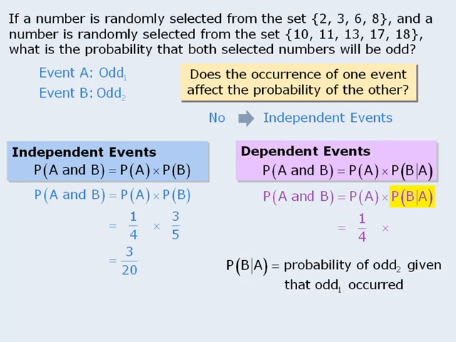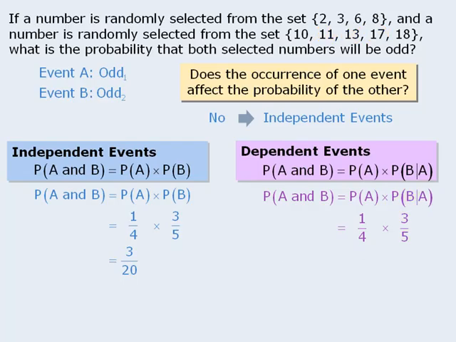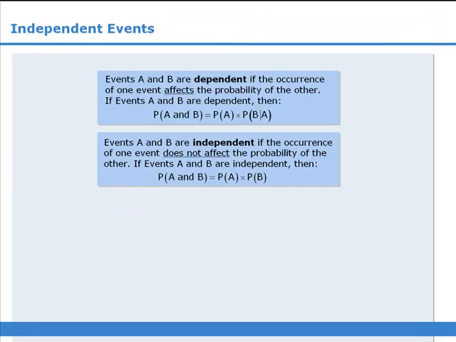Nevertheless, if we assume that the number selected from the first set is odd, we can see that the second set has 5 numbers and 3 of them are odd. So the probability of event B, given that event A has occurred, is equal to 3/5. At this point, we can multiply the two probabilities to get 3/20. So even though events A and B are independent, the formula for dependent events still works.